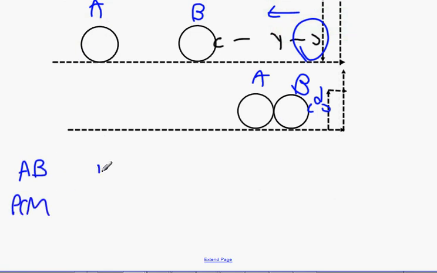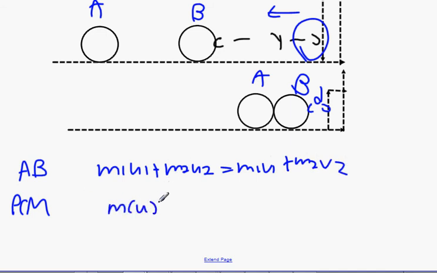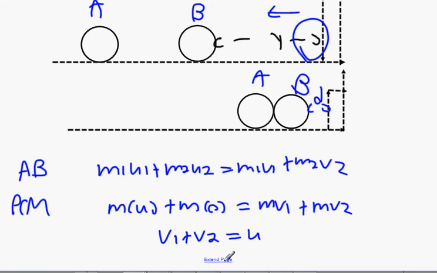Let's get our PCM going on here. PCM being M1U1 plus M2U2 equals M1V1 plus M2V2. So we're going to have M times U plus M times 0, because B is not moving, equals MV1 plus MV2. V1 plus V2 equals U.